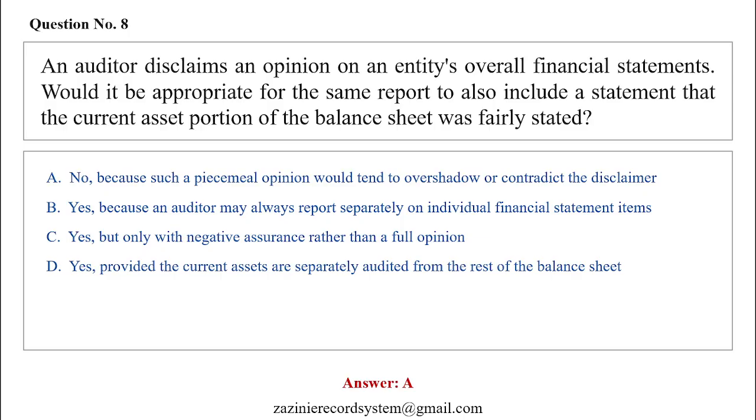Explanation. Letter A is correct because once an auditor has disclaimed an opinion on the overall financial statements, adding a separate statement that one piece, like current assets, was fairly stated would create what's called a piecemeal opinion. That kind of add-on tends to overshadow or contradict the disclaimer, which is exactly why it isn't allowed.